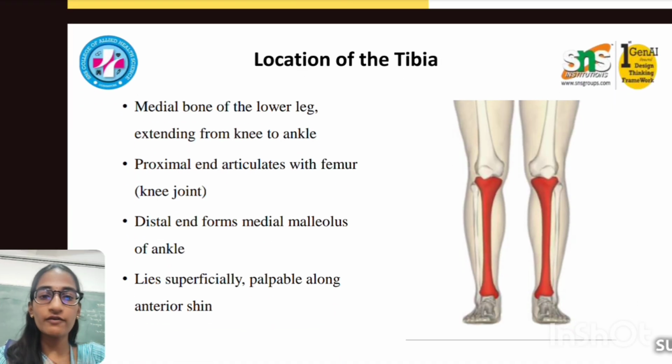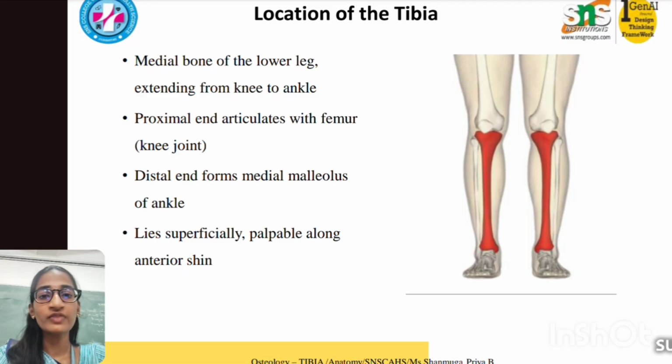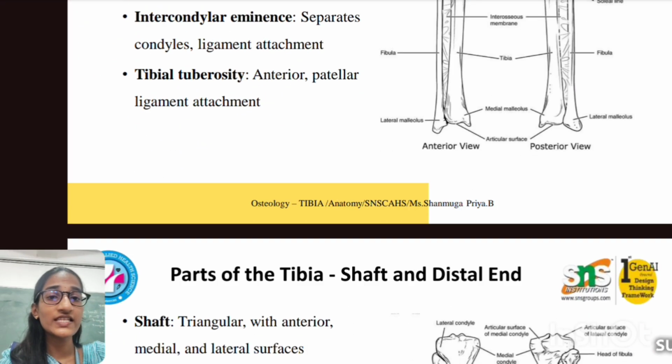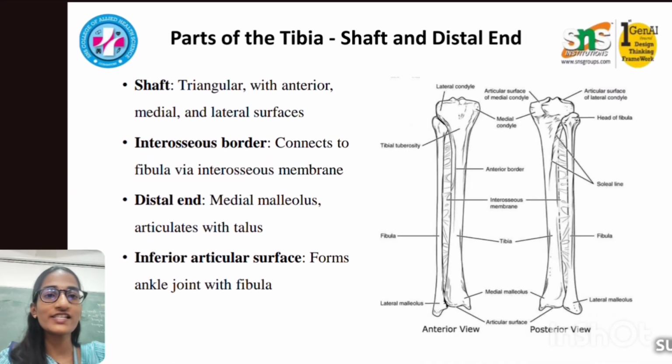On the location, we have already mentioned it is a medial bone, and based on the parts, it has mainly three parts: the proximal end, the distal end, and the shaft. The proximal end articulates with the femur, forming the knee joint, and the distal end forms the medial malleolus of the ankle. We have already seen the proximal end and its parts, like the medial and lateral condyles, tibial plateau, intercondylar eminence, and tibial tuberosity. In this class, we will be continuing with the shaft and distal end.